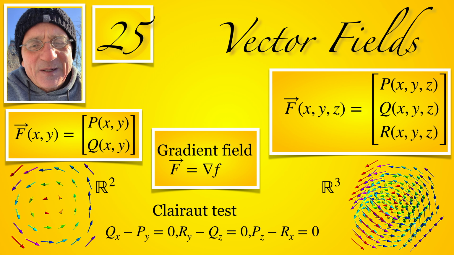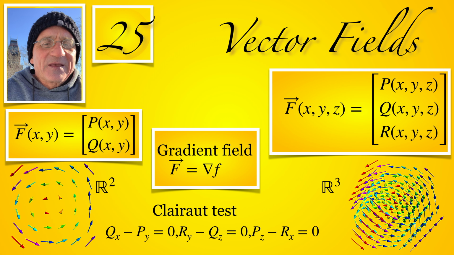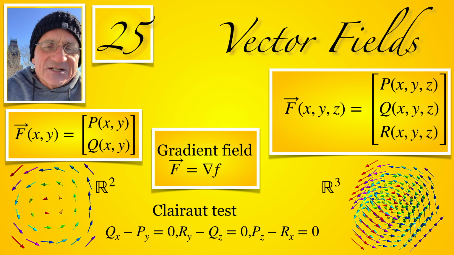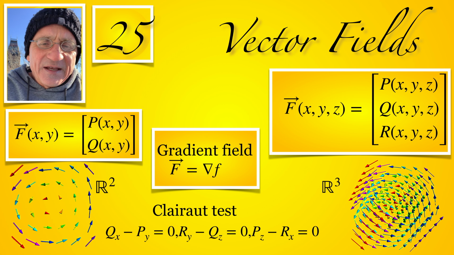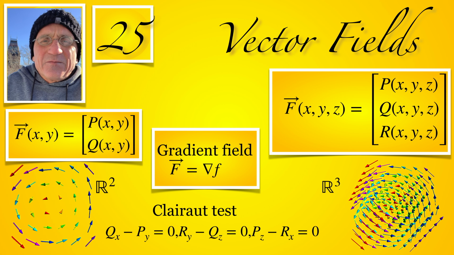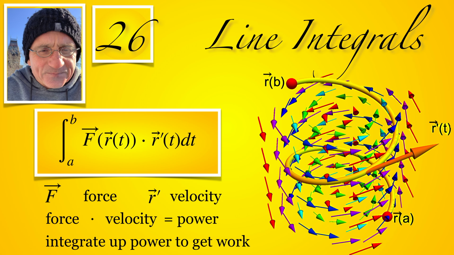A vector field in the plane attaches to each point in the plane a vector P, Q. A vector field in space attaches to each point in space a vector P, Q, R. Some vector fields are gradient fields. One can test whether F is a gradient field with the Clairaut test.